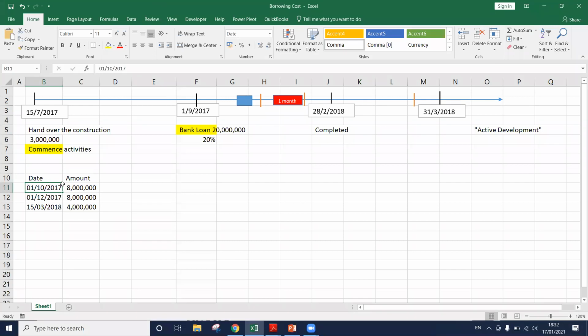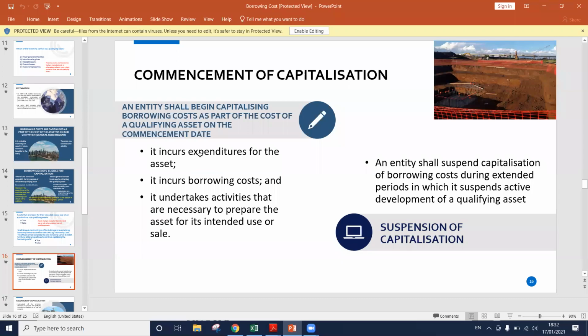Now, the first condition: it incurs expenditure for the asset. We have incurred 8 million from this date onwards, 1st of October 2017. Interest rate is what? Interest rate is 20%. The interest rate does not change. 20%.